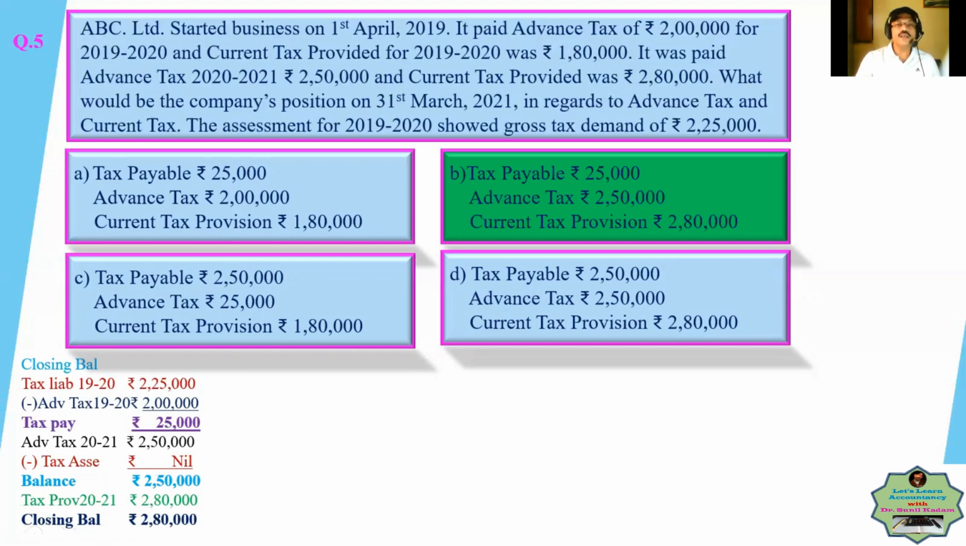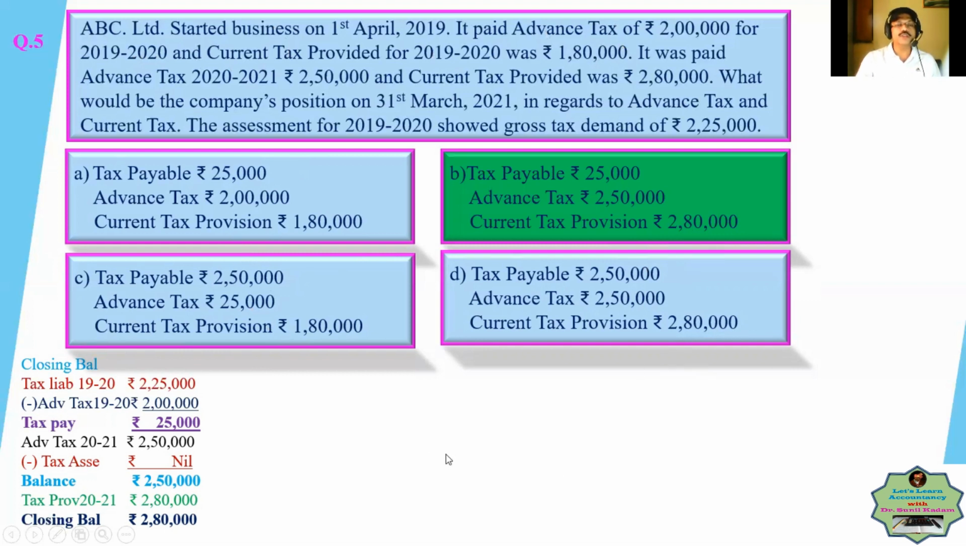And for the subsequent period, the advance tax and provision are given. Advance tax for 20-21 is 2,50,000 and nothing is adjusted against it. Therefore the balance remains 2,50,000 in that account. And the provision for tax for the subsequent period was 2,80,000, which remains as it is. The previous year's provision, the 19-20 provision, is already taken care of. So the balance would appear in this manner: tax payable 25,000, the current year's advance tax 2,50,000, and the provision for tax shown as 2,80,000.